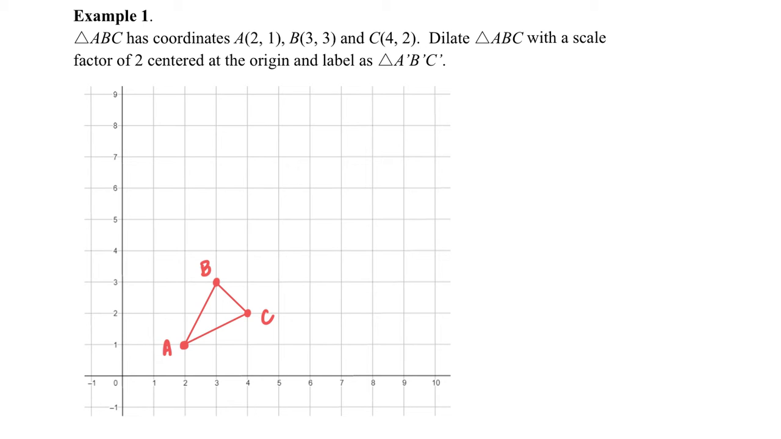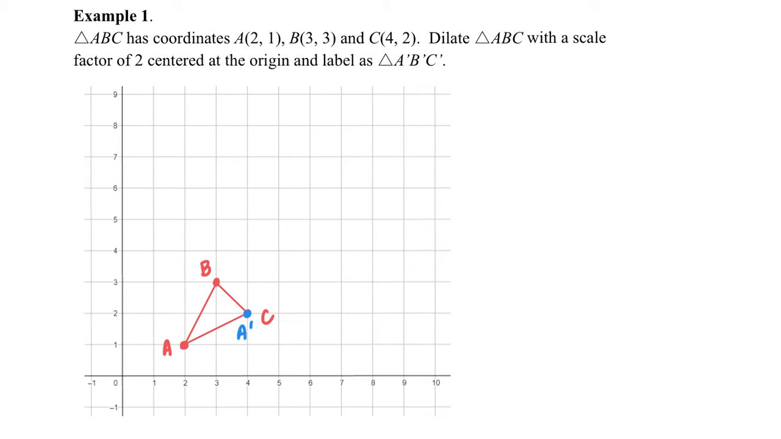Well, here's the beauty: when we're on a grid, we can just count the distance, and then if we're doing a scale factor of 2, we just double it. So for example, if I want to dilate A with a scale factor of 2 from the origin, I know that I need to take 2 steps to the right and 1 step up to get to A. So if I want to double that, I would just take 2 steps to the right and 1 step up again, and I would get my A prime.